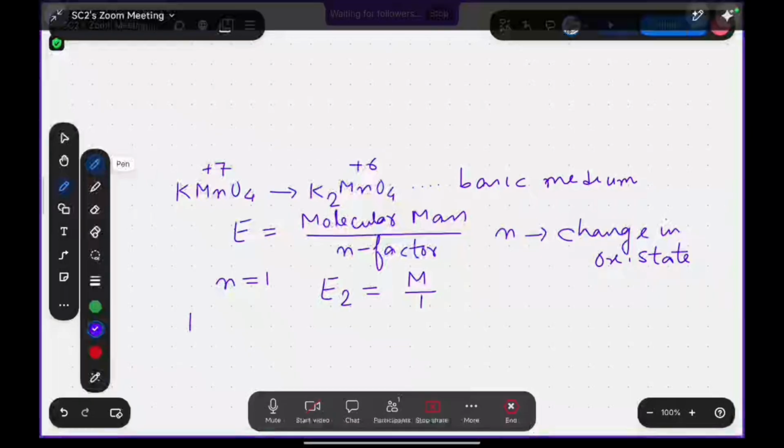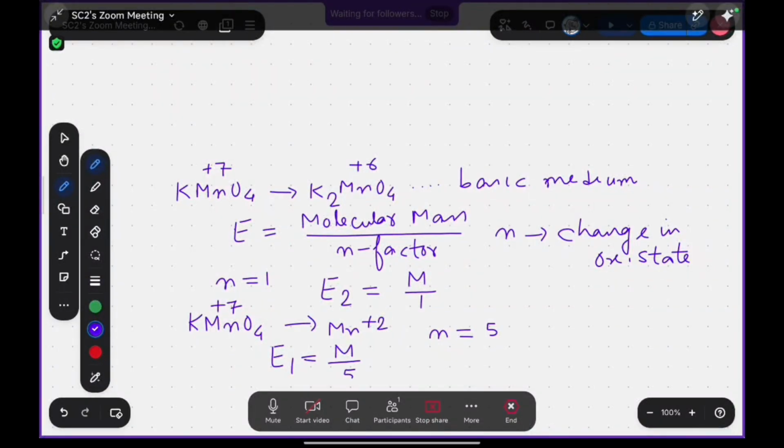In acidic medium, the change is something like this. KMnO4 changing to Mn plus 2. That means plus 7 is changing to plus 2. So N is equal to 5 here. So E1 becomes something like M by 5. This is the equivalent weight in acidic medium.